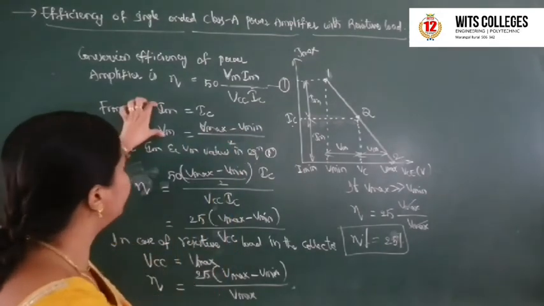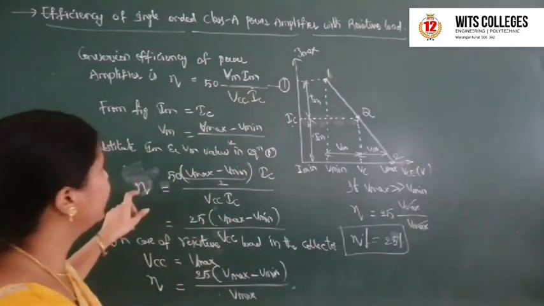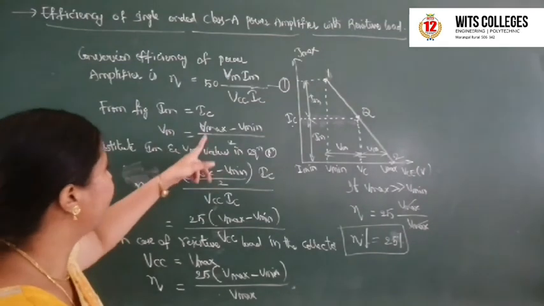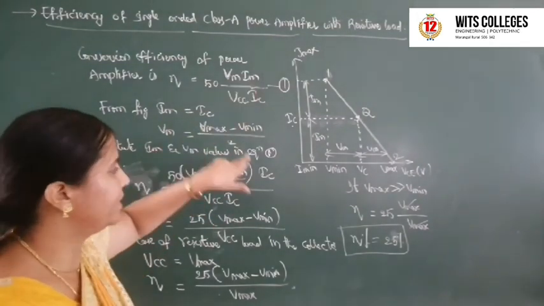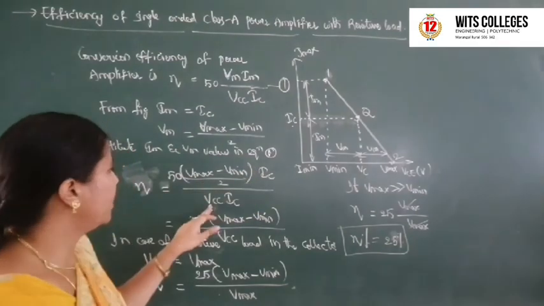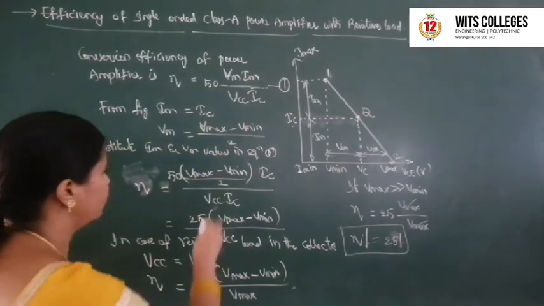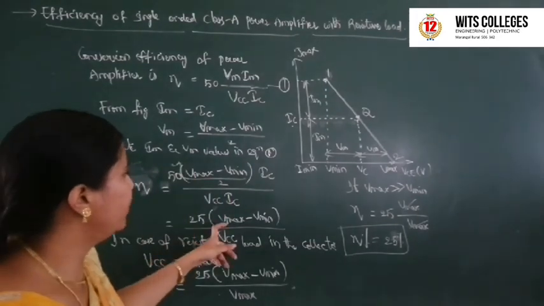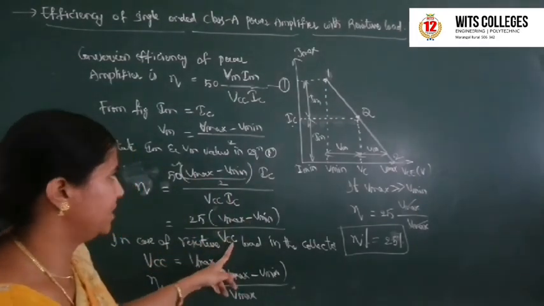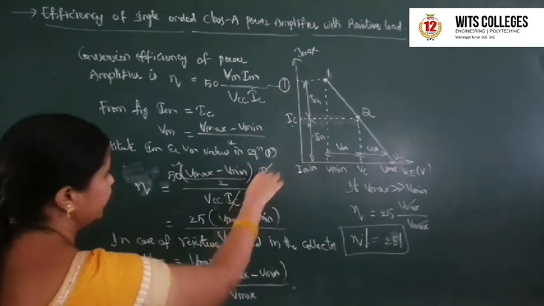So substitute these two in equation 1. You will get eta equal to, in place of VM we write Vmax minus Vmin by 2, and in place of IM we write IC, divided by VCC into IC. The 2 will get cancelled and you will get 25. So 25 into Vmax minus Vmin by VCC. IC and IC get cancelled.